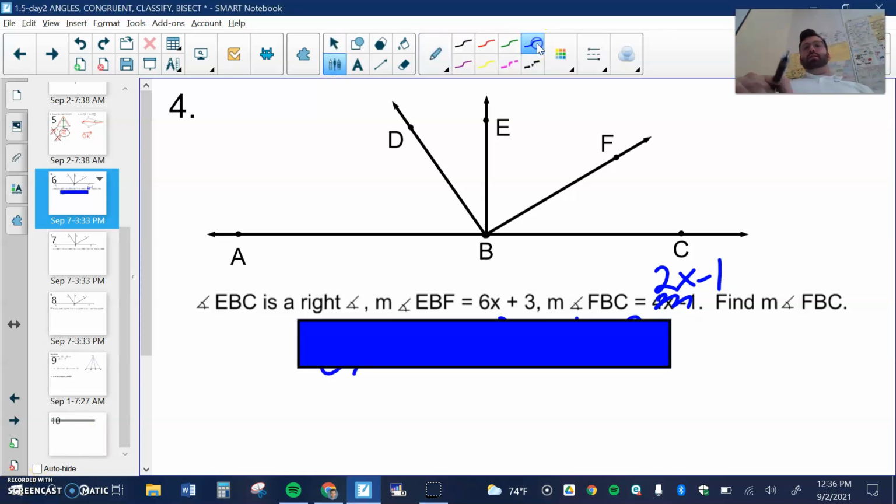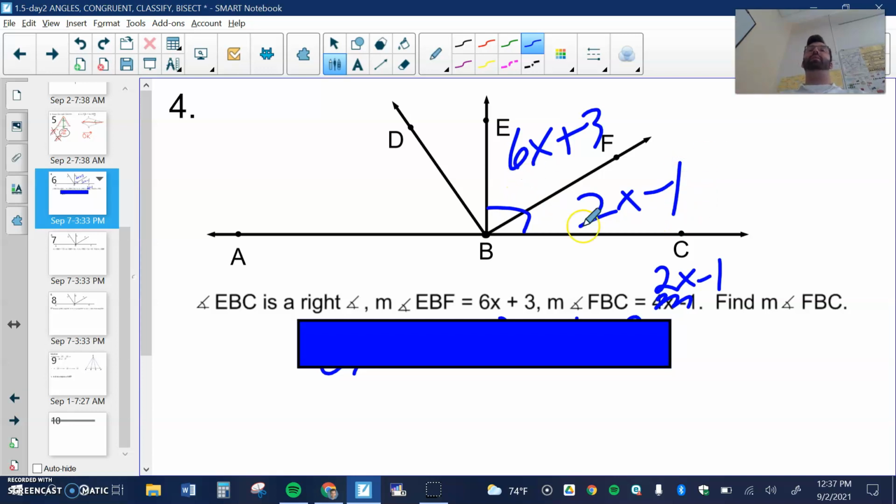All right, so our gut instinct might be to set them equal. Okay, but I don't know if they're congruent. But I do know that this angle is right. I mean, it's 90 degrees. This one is 6x plus 3. This one is 2x minus 1. Well, if I add these two angles together, I will get my 90-degree angle.